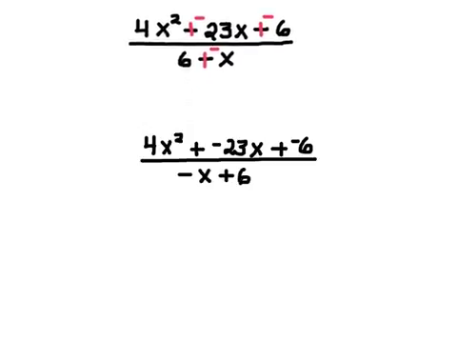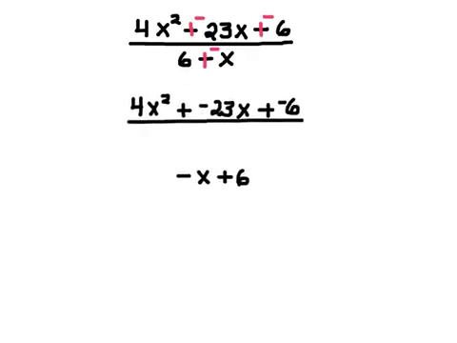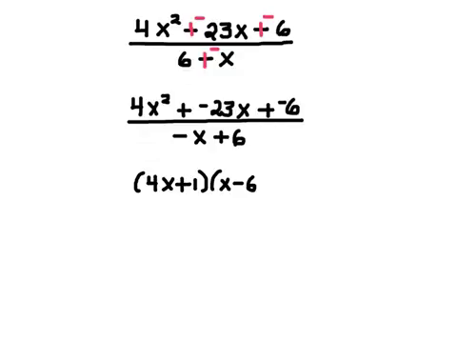Now if I use factoring, let's move these up again. If I use the factoring that we've already learned, which is to split the middle term and factor by grouping, I will find that the numerator is equal to 4x plus 1 times x minus 6. And in the denominator, if I factor out a negative 1, I have x minus 6. And from this, I see that I can cancel out the x minus 6's.